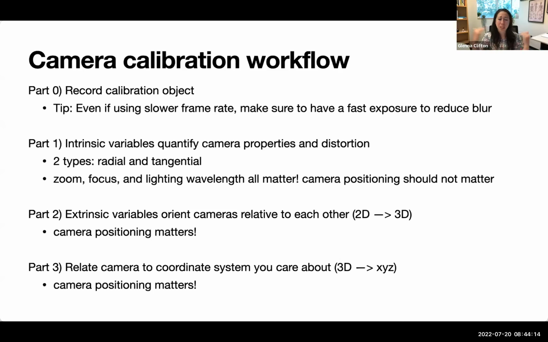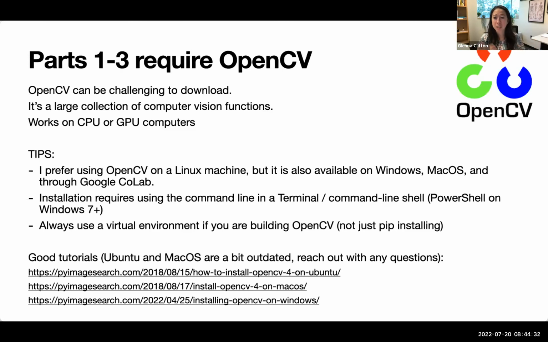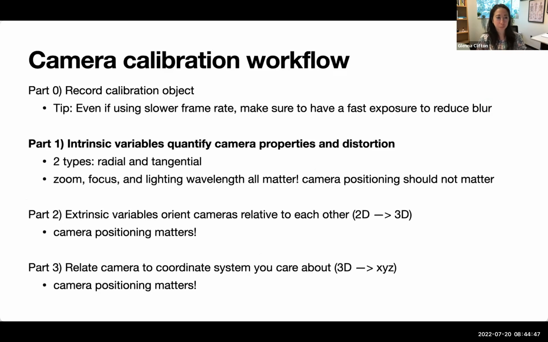The next part is looking at the extrinsic variables to orient them next to each other. Camera positioning matters for this one. And if you change where the cameras are positioned, you have to change your extrinsic variable calibration. And then also relating them to your 3D coordinate system in the world, also camera positioning matters. All three of these that we're going to use today require OpenCV. Downloading OpenCV can be a challenge. If you are planning on doing this, here's some tips for you. However, you can also use Google Colab, which is what we'll be doing today, if all of this seems too much for you. Okay, so let's start with the intrinsic variables.